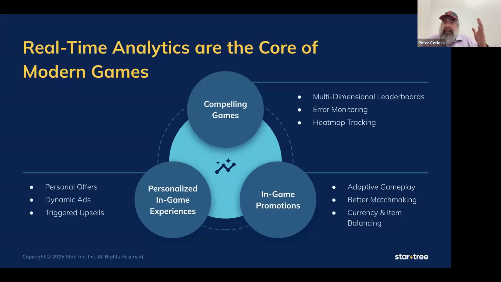There is, of course, heat map tracking. So like, where are the players congregating in the world that you have? Are they all bunching up in the new zone? And do we need to distribute the player base to different locations to have maybe better server performance, things like that? Adaptive gameplay. All of these things are what's going on in the overall architecture of it.